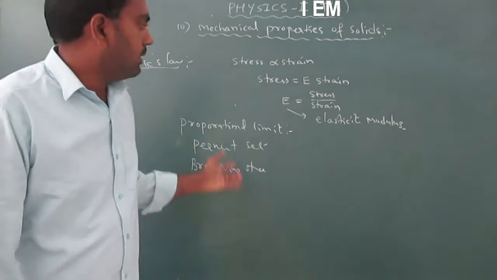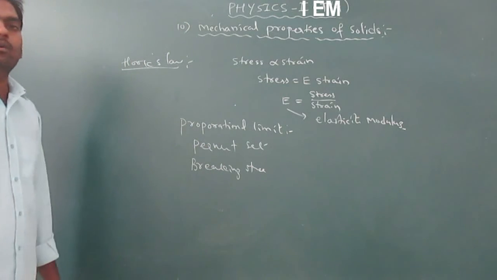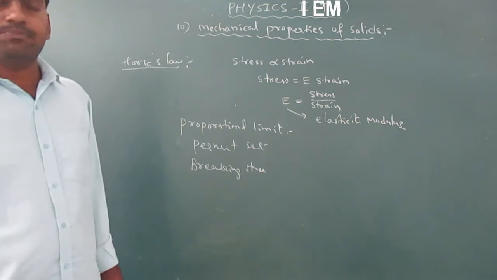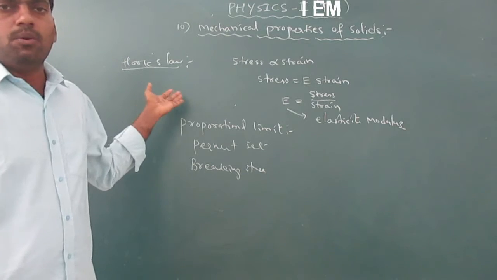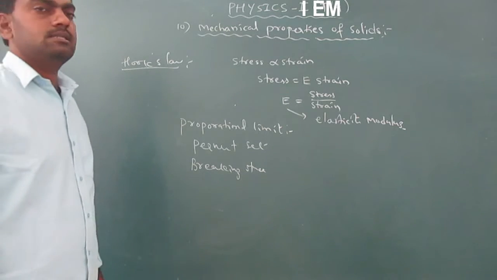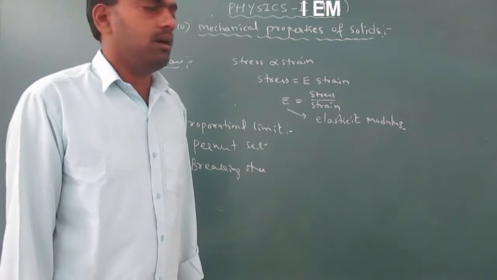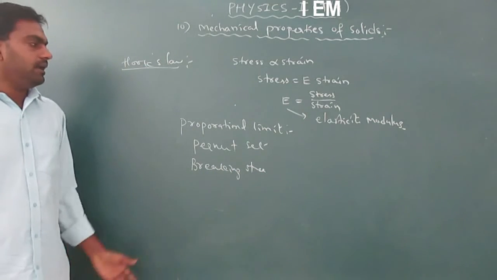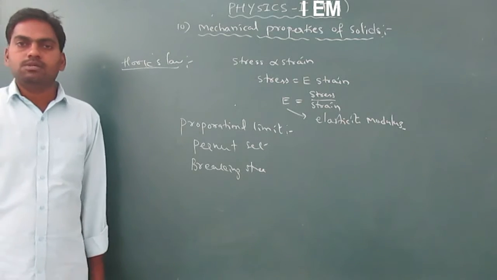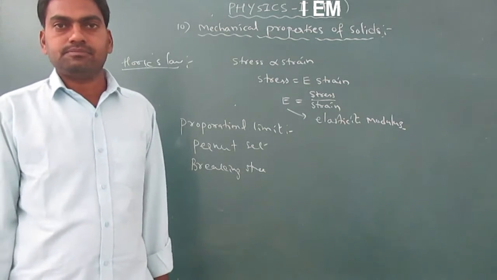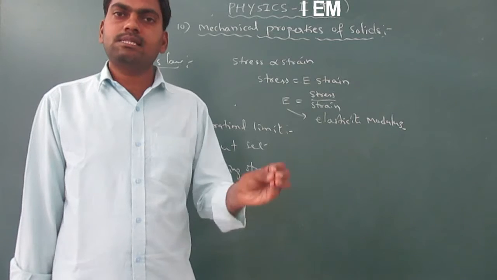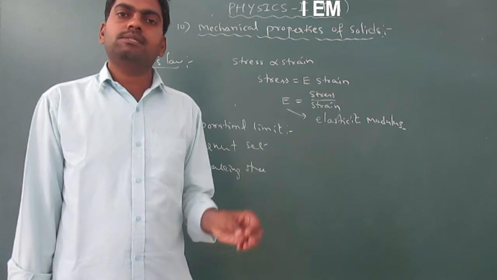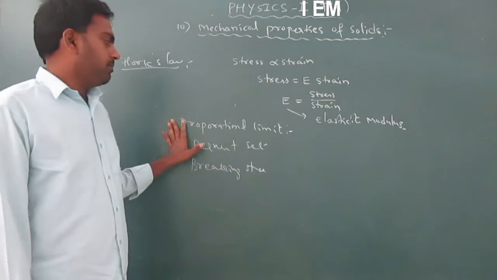Okay, got it. Now see here: what is Hooke's law, what is the proportionality limit, what is the permanent set, what is the breaking stress. Hooke's law means the stress is directly proportional to strain within the elastic limit. The proportionality limit means the maximum stress applied on the body for which stress is directly proportional to the strain and obeys Hooke's law.